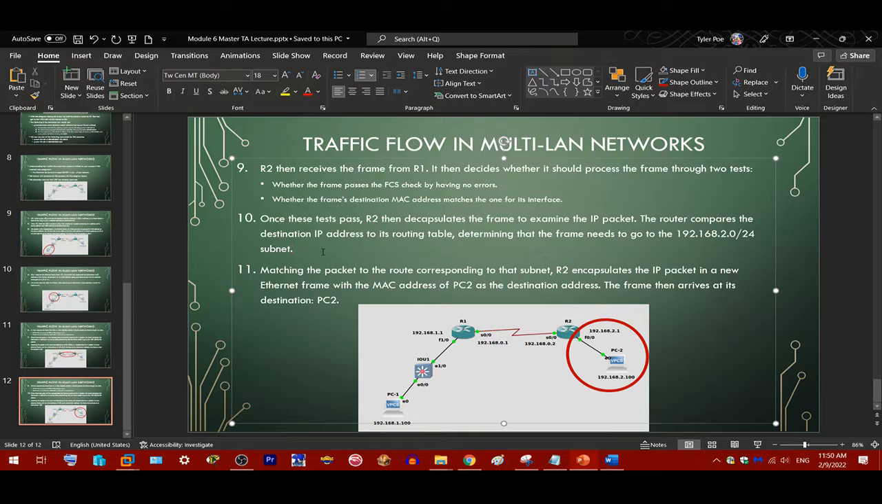It does the same basic check that R1 did and determines that the packet needs to go to this subnet here, PC2's. So it matches the packet to the route corresponding to that subnet. It encapsulates the IP packet in a new Ethernet frame with the MAC address of PC2 as the destination address, and then the frame finally arrives at PC2. That's basically how packets travel through a multi-LAN network.